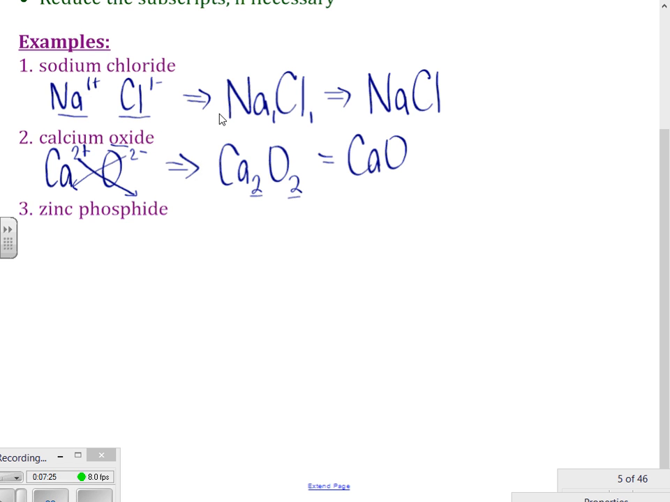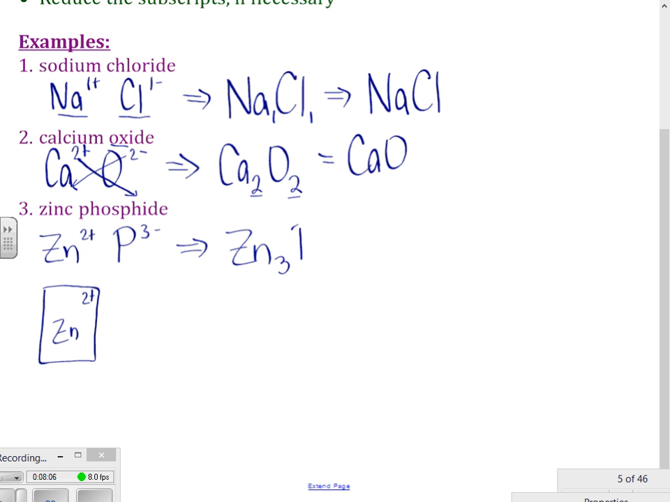Okay, last one, zinc phosphide. Zinc. Now, zinc's not in a group that has a number at the top. But if you find zinc, element 30, you'll notice at the very top corner of its box on the periodic table, it has a 2 positive charge. Zinc's in an area where you have to figure out what the charge is. But zinc itself only has 1 charge possible. So it's 2 positive. All right, phosphorus. When I look that up, it is in a group with a 3 negative. So I crisscross, applesauce it, and I get Zn3P2.